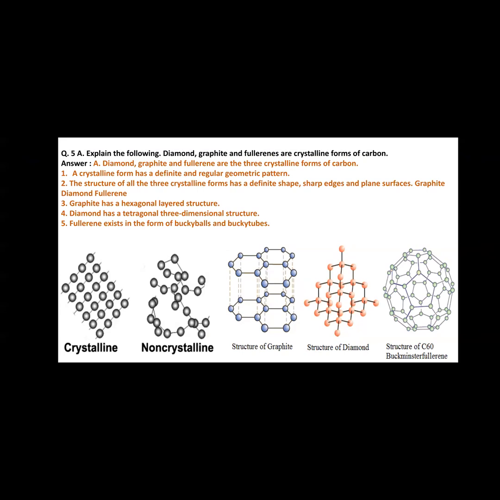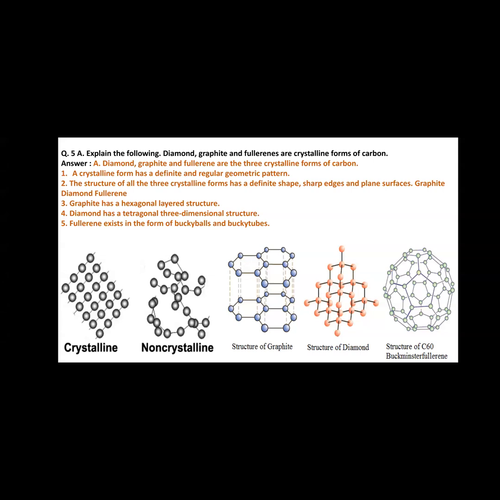As we saw the structure of crystalline forms in the question on the difference between crystalline and non-crystalline, it has a regular geometric pattern. Second, the structure of all three crystalline forms has a definite shape, sharp edges and plane surfaces: graphite, diamond, fullerenes. Third, graphite has a hexagonal layer structure. Fourth, diamond has a tetragonal three-dimensional structure. And fifth, fullerenes exist in the form of buckyballs and bucky tubes.